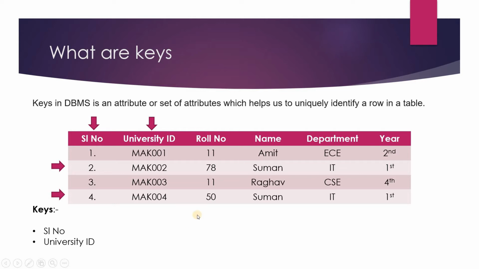But we can see in this table that the roll number of two students are the same. Roll number 11 is Amit from EC and roll number 11 is Raghav from CSC. So as we have duplication of records, we cannot use roll number as our key. Similarly, name, we have two Sumans in IT, so we cannot use name.